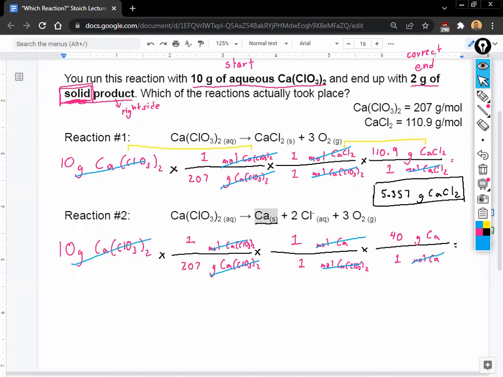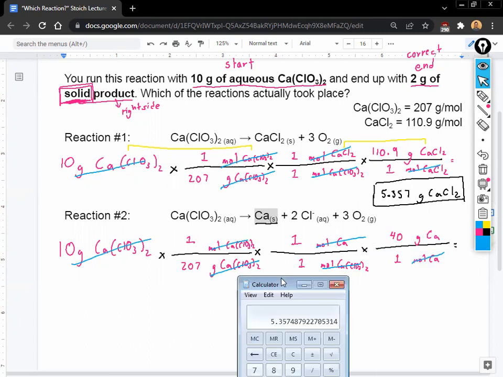Okay. But before we do that, any questions on where we got our numbers from? Okay, so same thing as before. Multiply the tops, divide the bottom. So 10 divided by 207 times 40. That'll give us a final answer of 1.932 grams of calcium.